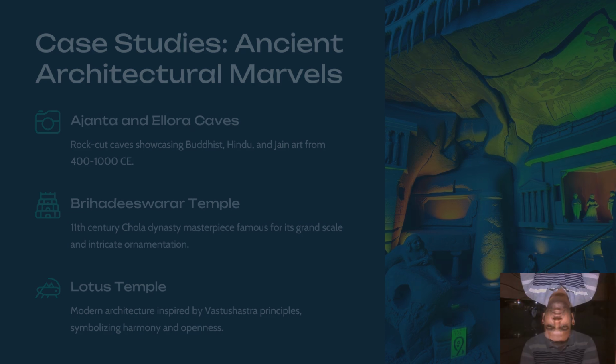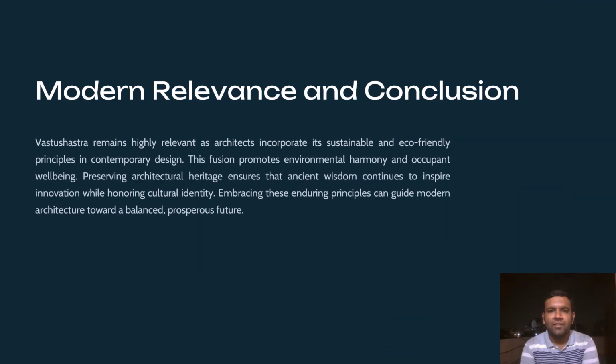And modern relevance and conclusion: Vastu Shastra remains highly relevant as architects incorporate sustainable and eco-friendly principles in contemporary design. The fusion promotes environmental harmony and occupant well-being. Preserving architectural heritage ensures that ancient wisdom continues to inspire innovation while honoring cultural identity. Embracing these enduring principles can guide modern architecture towards a balanced and prosperous future.